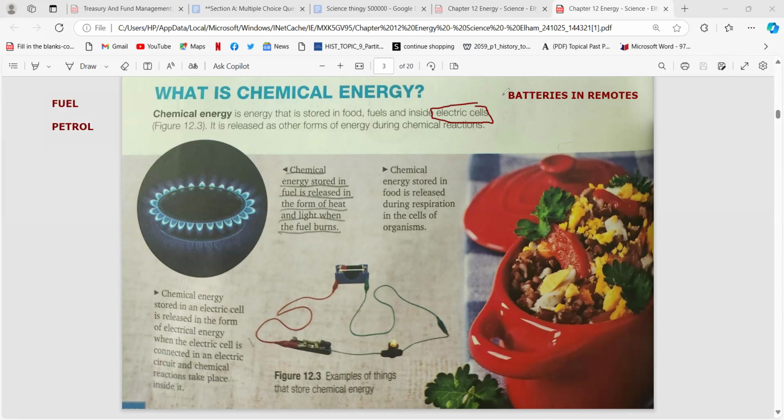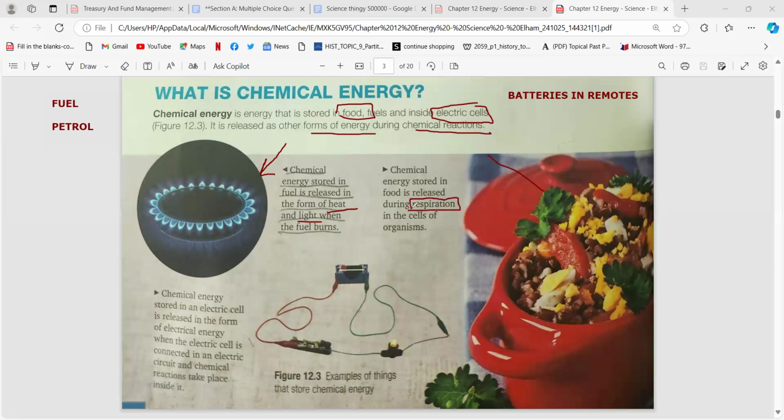And of course, food is the main thing, the food that we consume. This will also have chemical energy. It is released as other forms of energy during chemical reactions. Now, if you can see over here, chemical energy is stored in fuel. How is it released? You can see that it's released in the form of heat and light when this fuel burns. In food, chemical energy is stored in food and is released during respiration.